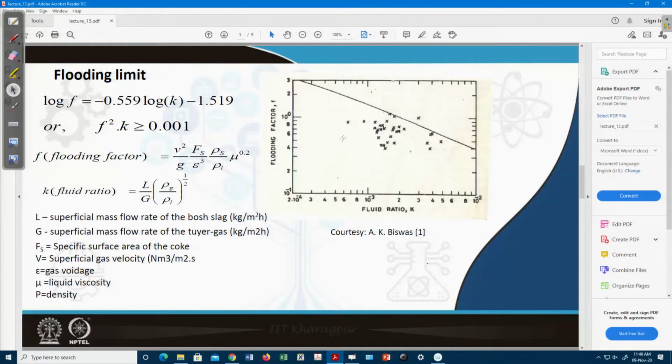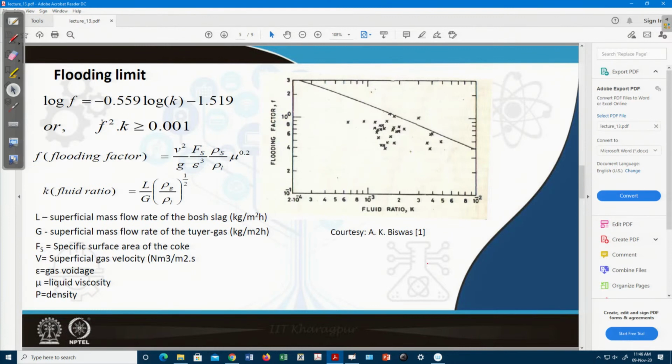So, these are that is the flooding limit, some correlations are given here, that is the F square K, where F is called the flooding factor and K is called the fluid ratio. So, this is the way you can do that. And you can see when the F squared K is greater than or equal to 0.001, when it is greater than that, then the flooding takes place. So, this is the line basically, and all the data you can find below it. If it is below it, that flooding will not take place. If the data goes above it, then the flooding will take place.